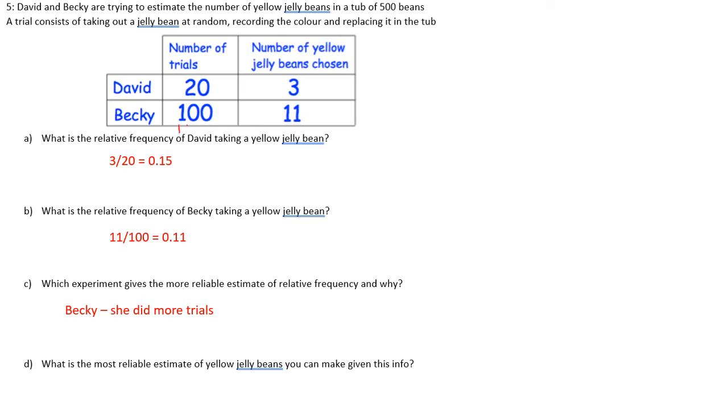So we could say, okay, that's 120 trials in total, that's 14 yellow jelly beans that were selected. So if we want to use that probability, 14 out of 120, multiply it by the 500 beans that we know are in the tin, we could expect there are 58.3 yellow jelly beans. Now we might round that to 58 if we were actually making our guess in the game.